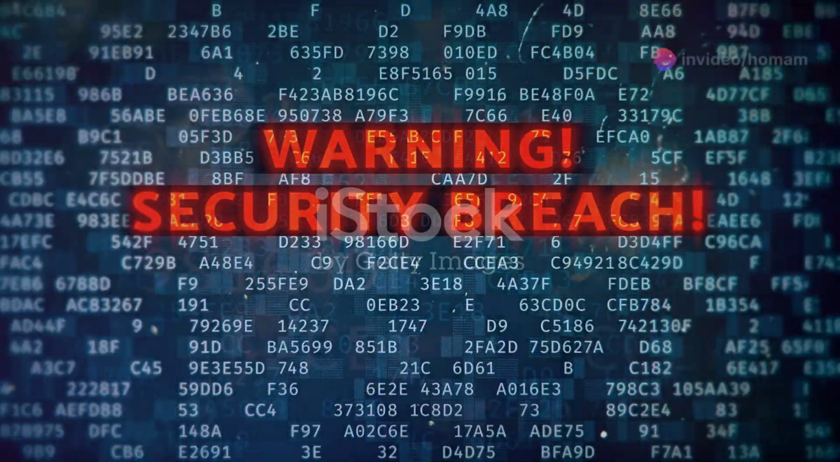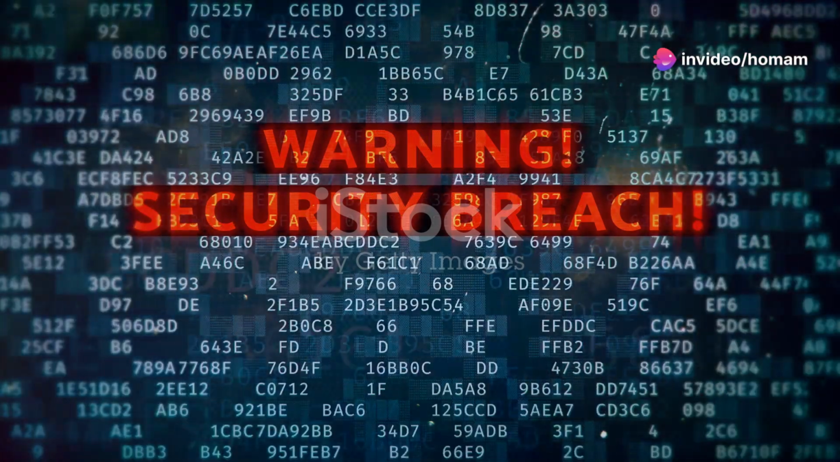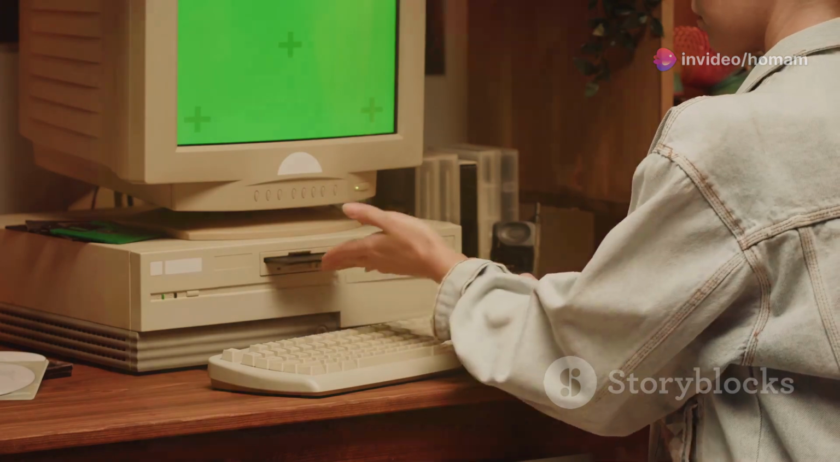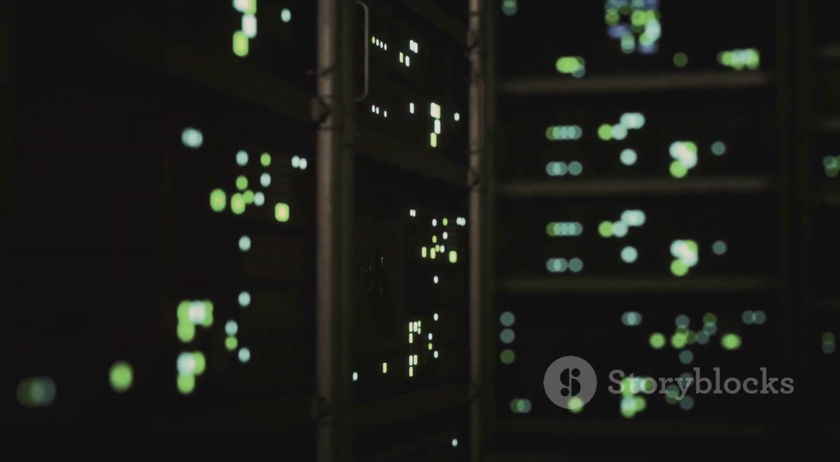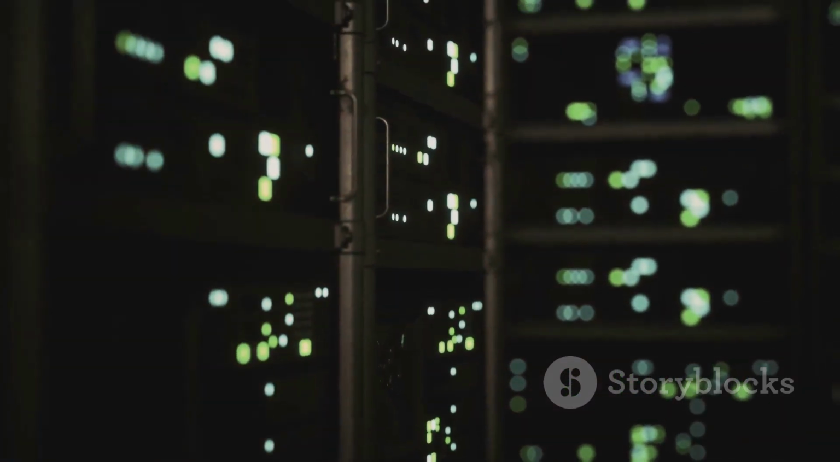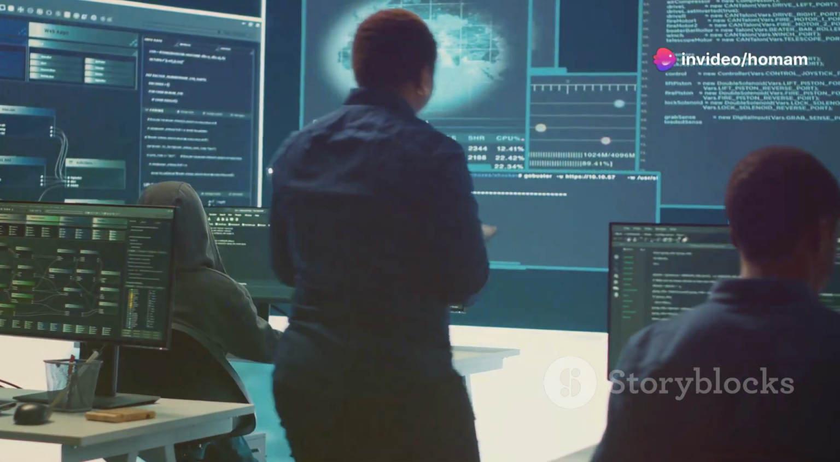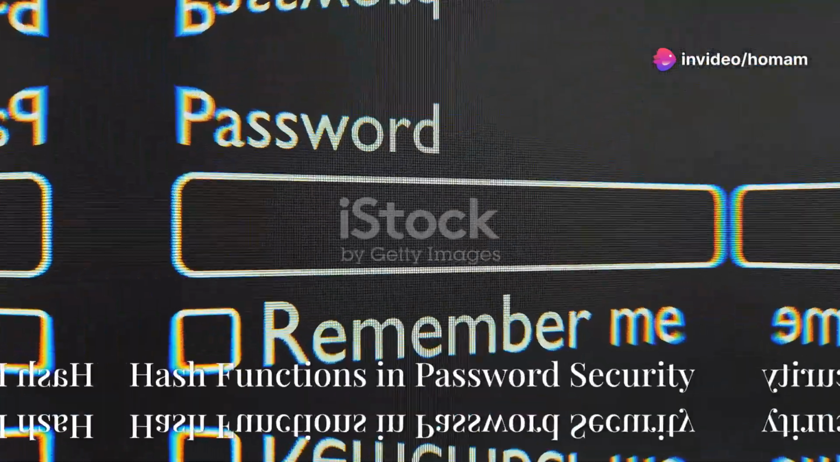A collision occurs when two inputs produce the same hash, which can undermine security. Older algorithms like MD5 are particularly vulnerable. Modern hash functions such as SHA-256 and SHA-3 use complex structures to resist such attacks, making collisions computationally infeasible.